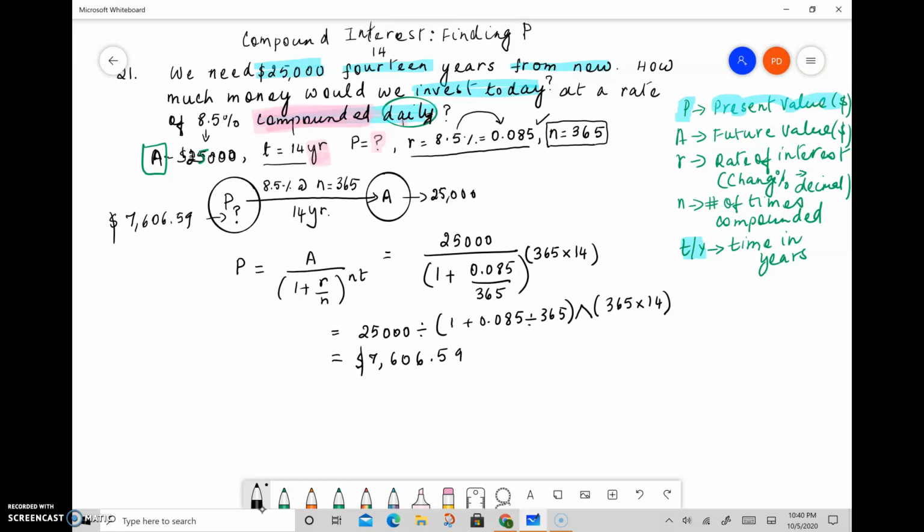So if we put $7,606.59 into the account today at the rate of 8.5% compounded 365 times in the year for 14 years, then at the end of 14 years, we're going to collect $25,000.